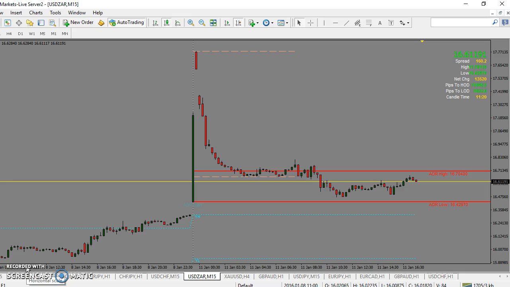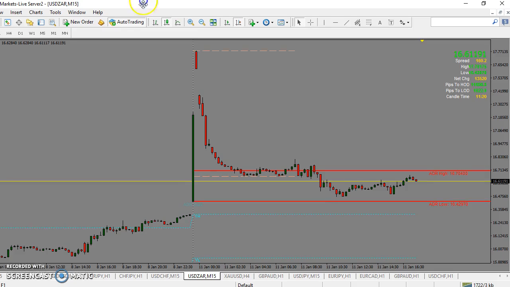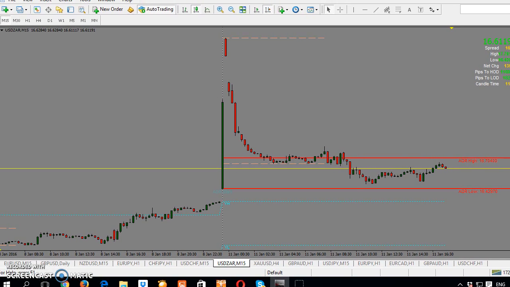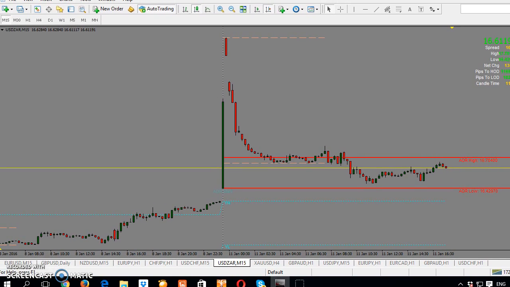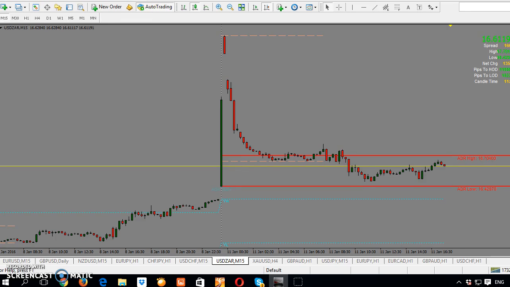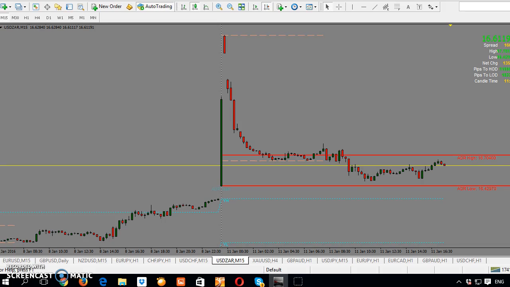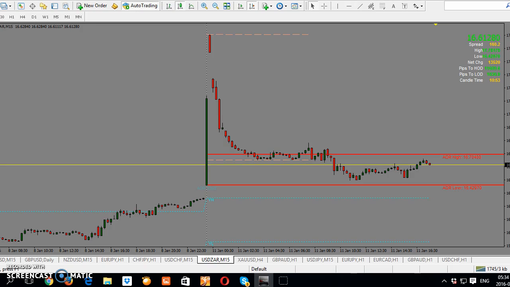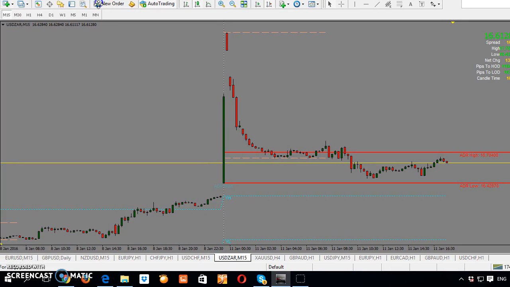I just want to talk about the rand, our South African rand against the dollar. A lot of people saw the move this morning, and some people made money, and some people lost money. I'll explain exactly why other people made money and why other people lost money. So in this ZAR trade, as I said before, some people made money and other people actually lost money on this particular trade today.